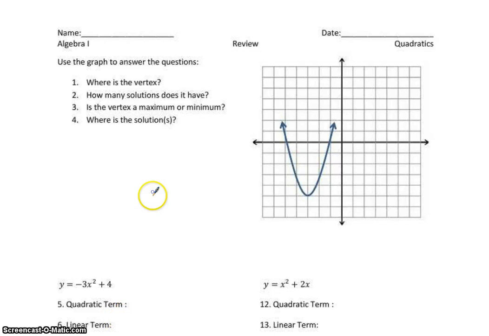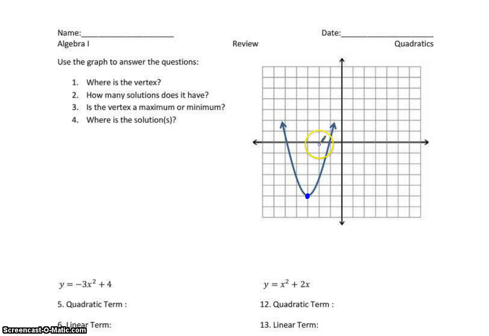This video is for Algebra 1, and this is a review of our quadratics. Use the graph at the right to answer the following questions. Where is the vertex? Remember that a vertex is the point where it's going to change directions. So it's going to be this point right here. You have to write it as a point.